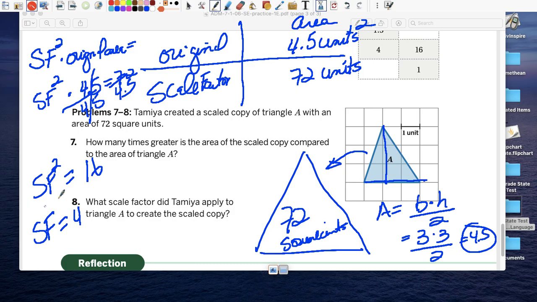So if you think about what this says, scale factor to the second power is 16, what number to the second power is 16? It would be 4. So the scale factor that was used to create the bigger triangle, so that it has an area of 72, was 4. And that is the answer.